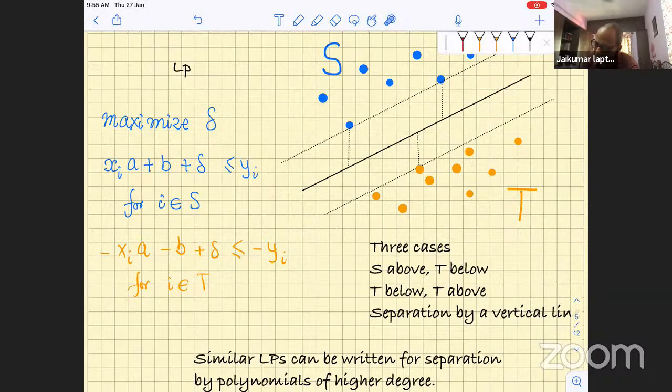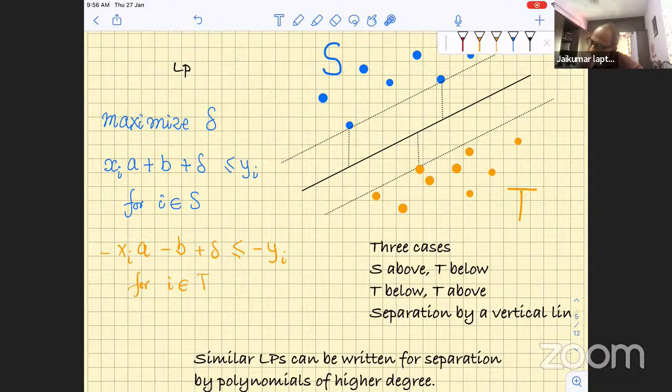So if you take this quantity to the right, you get yi minus this quantity should be at least delta. That is what this inequality says. And presumably yi minus this quantity, or this quantity minus yi, should be at least delta. Again, I think it's correct. You just check.